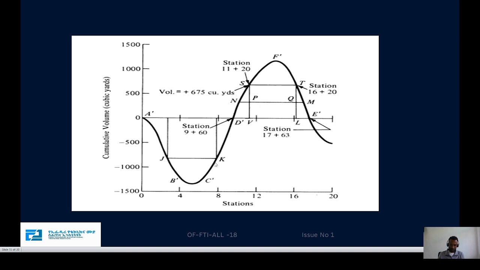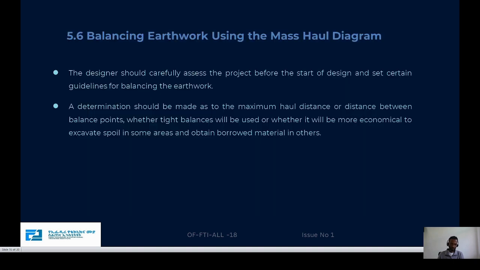This one is less than 300 up to 500 meters. There is a free haul. This one is above 500, so it is the overhaul distance.